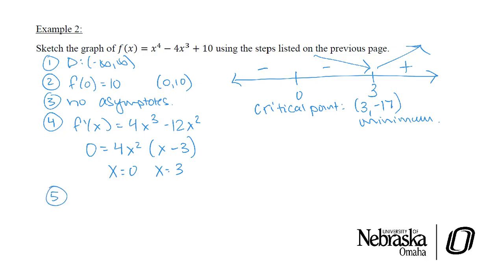Step 5 says to find any inflection points and determine concavity. So our second derivative would be 12x squared minus 24x. We want to set this equal to 0. So we can factor out a 12x from each of these. We get x equals 0 and x equals 2.